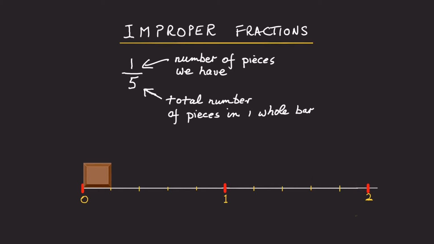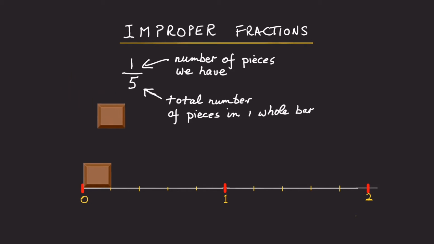So let's start by looking at what fraction the single square of chocolate represents. Because I've divided my whole bar of chocolate into 5 pieces, 1, 2, 3, 4, 5, then the bottom of the fraction will be 5. That's what we call the denominator of the fraction. And because I've only got 1 single square of chocolate, 1 piece of chocolate, then the fraction will be 1/5, 1 piece out of 5 pieces.